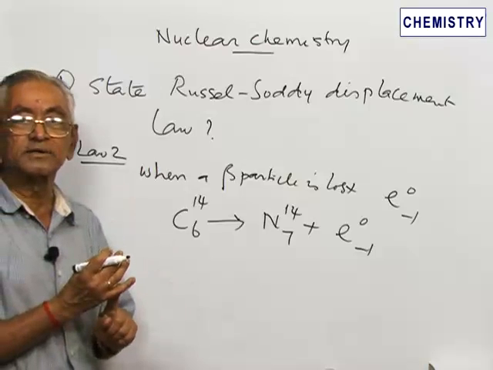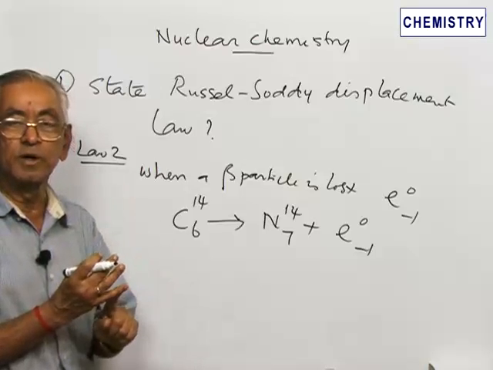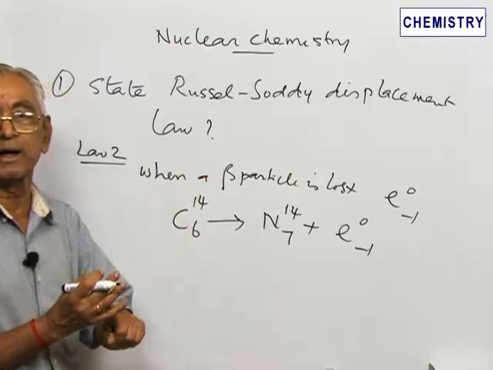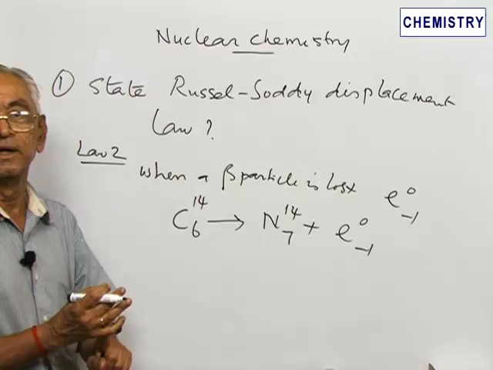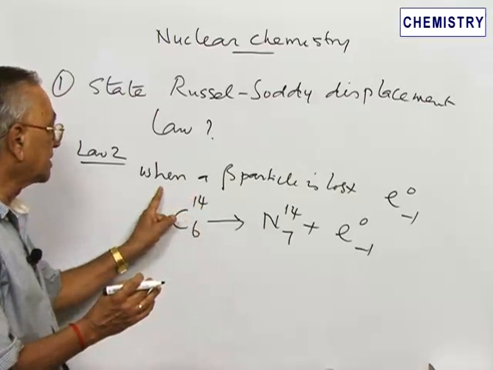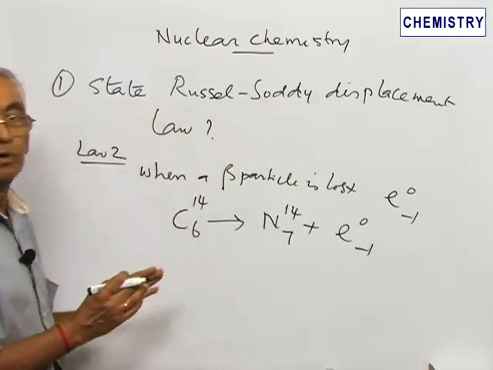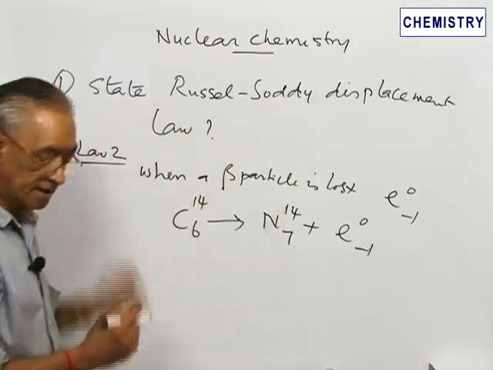So the first law is the loss of helium, going behind by 2 units in atomic number and 4 units in atomic mass. And in the case of the loss of a beta particle, the position of the element goes to the right by 1 unit, but there is no change in the mass.